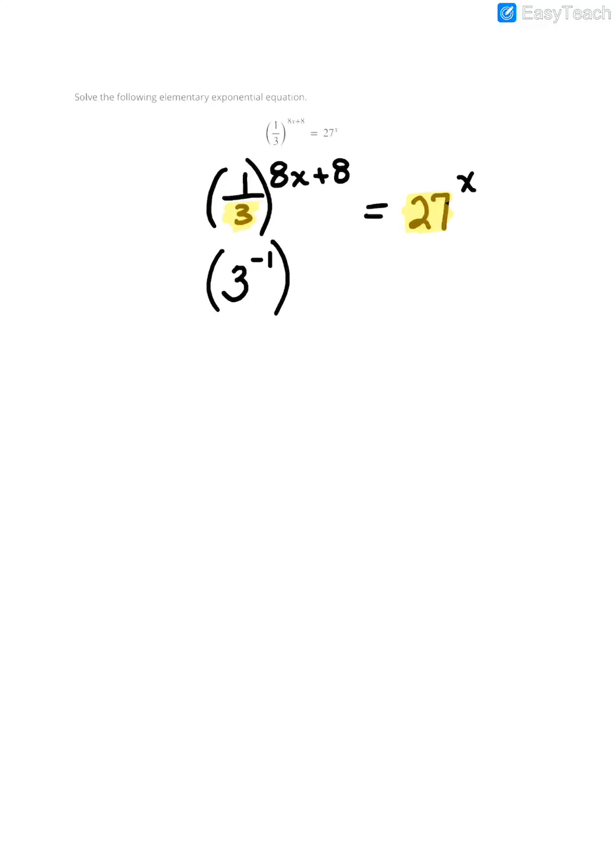Now, the power of 8x plus 8 still applies. And then on the right-hand side, 27 can be rewritten as 3 to the power of 3. And again, I put that in parentheses because we still have the power of x applying.